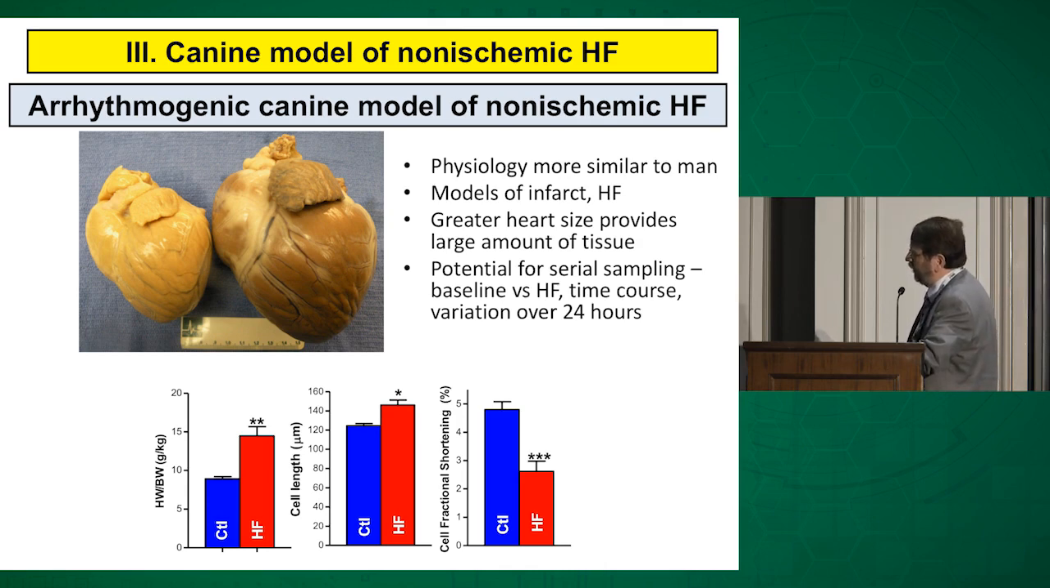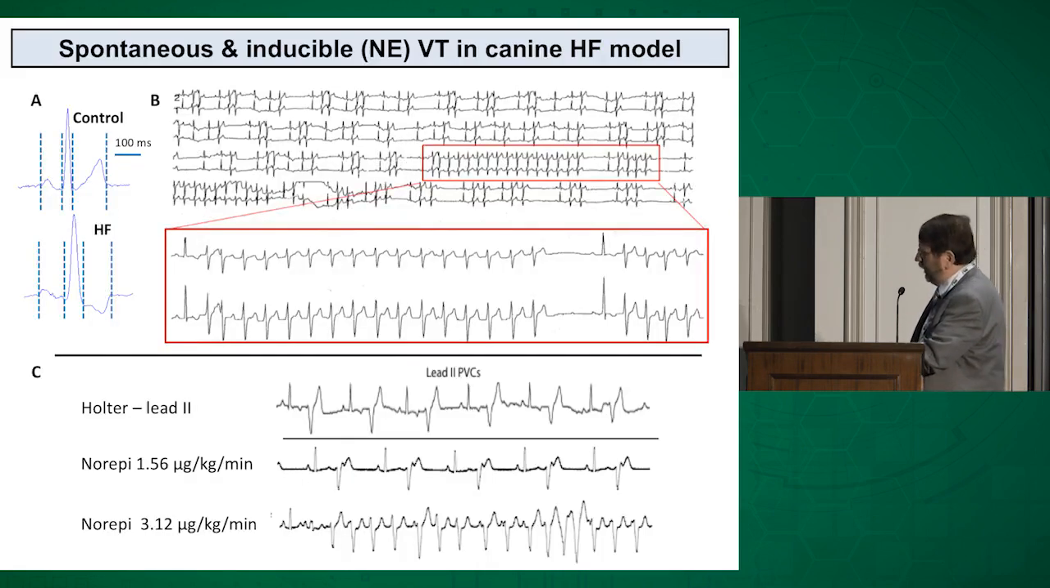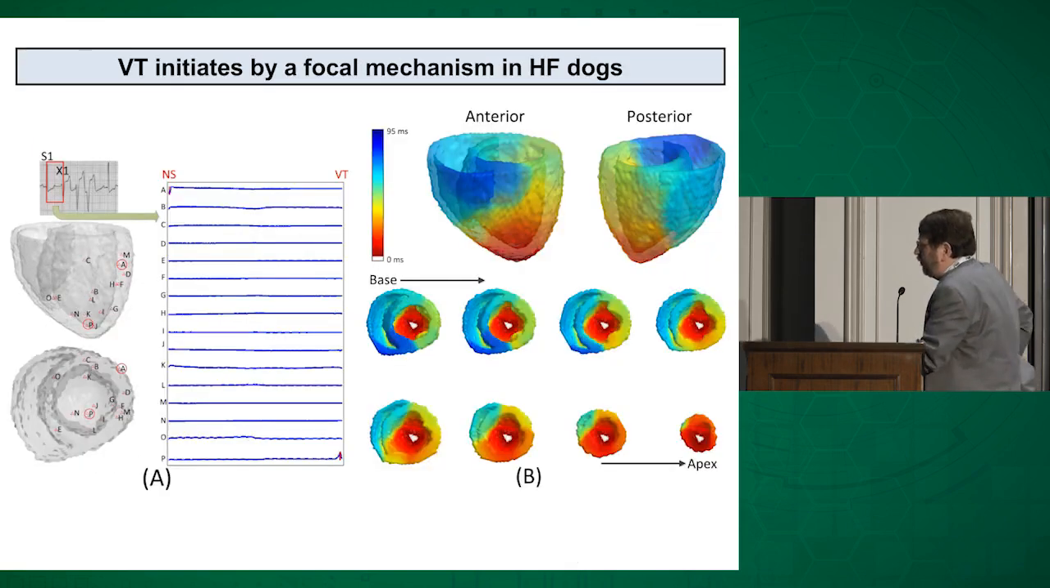And basically, with this model of combined pressure and volume overload over the course of several months, we get hearts with hypertrophy, with higher heart rate and body weight. The cells are longer, they contract less well. When we do Holter monitoring, we see spontaneous arrhythmias, sinus and PVCs and a run of spontaneous non-sustained ventricular tachycardia. When we give norepinephrine, we can enhance those arrhythmias, and we can enhance them more easily in this failing model than in controls. When we do three-dimensional mapping to look at the underlying mechanism, we can see that the VT primarily initiates by a focal non-reentrant mechanism.